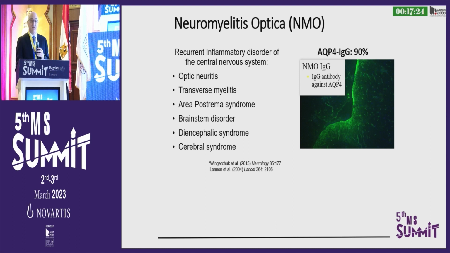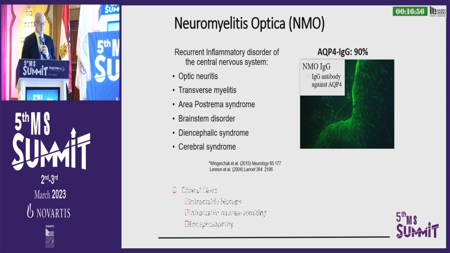It is a recurrent inflammatory disease of the nervous system that often presents with optic neuritis and transverse myelitis. About 45% of patients will present with optic neuritis at onset. Area postrema syndrome, brainstem disorders, diencephalic syndromes, and cerebral symptoms can also happen. About 90% of patients with neuromyelitis optica spectrum disease under the new criteria are positive for aquaporin 4 antibody.